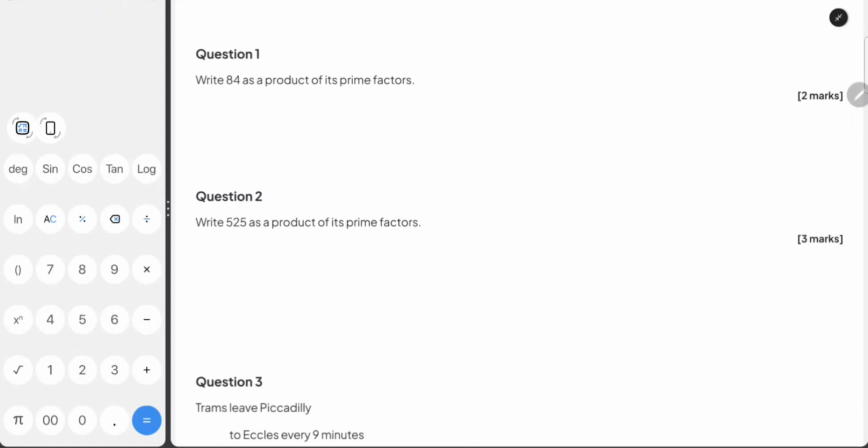See the first question. Write 84 as the product of its prime factors. So here we are just supposed to do the prime factorization of 84. 84 is an even number, so we can just divide it by 2. So you'll get 42. 42 divided by 2 again is 21. 21 is divisible by 3, so you'll get 7, and 7 divided by 7 itself is 1. So 84 is 2 to the power 2, 3 to the power 1, and 7 to the power 1. Clear?